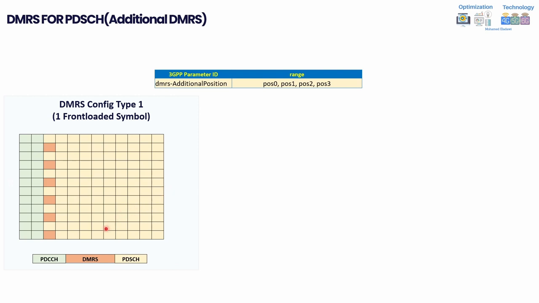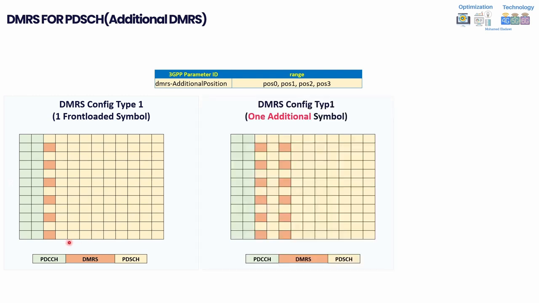However, what is the gain of adding, for example, one additional symbol? This is one front loaded only, and this has 2 additional symbols. What is the gain of having this additional symbol? We will now have 2 time instants, right? And then we can interpolate between them. So this actually reduces the gap between the channel estimations.